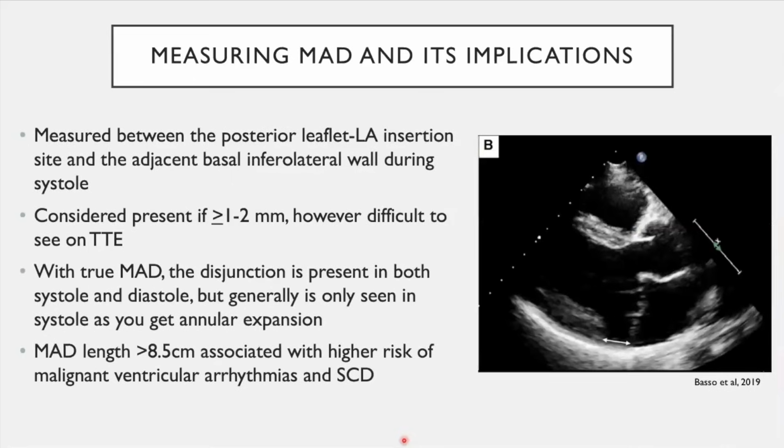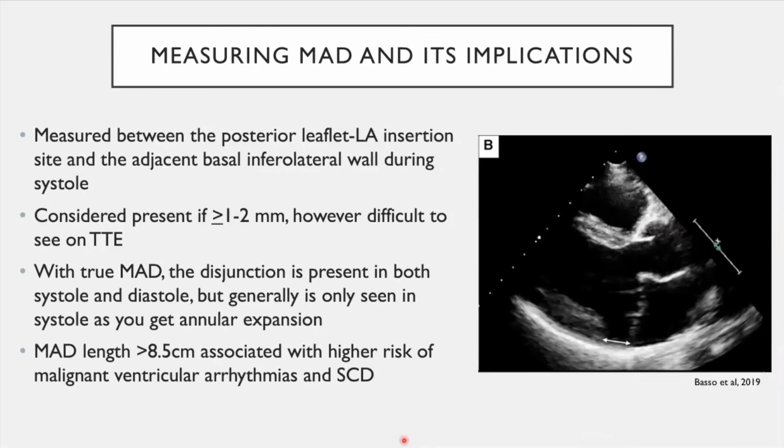So how do we measure mitral annular disjunction and its implications? It's measured between the posterior leaflet and left atrium insertion site and the adjacent basal infralateral wall, and it should be measured during systole. It's considered present if it's greater than or equal to 1 to 2 millimeters, depending on the source. However, it can be difficult to see on transthoracic echo, especially if it's very subtle.